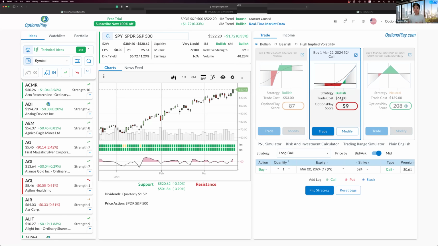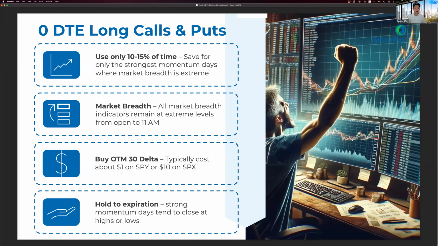And even by 10:30 a.m., it's not too late to pull the trigger on some of these, because a lot of times on these strong momentum days, you get that 1.5% move to the upside, and it just happens all day long. Doesn't happen very often, but when it does, you want to make sure that you're positioned correctly. But the vast majority of days, you are not going to use this strategy.